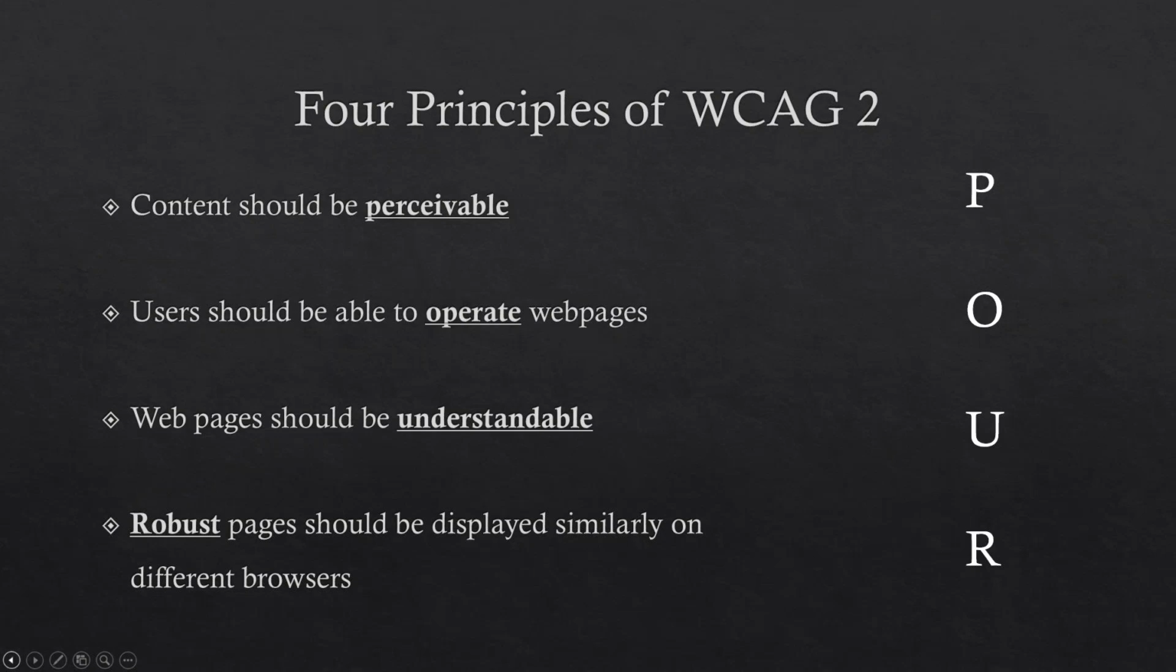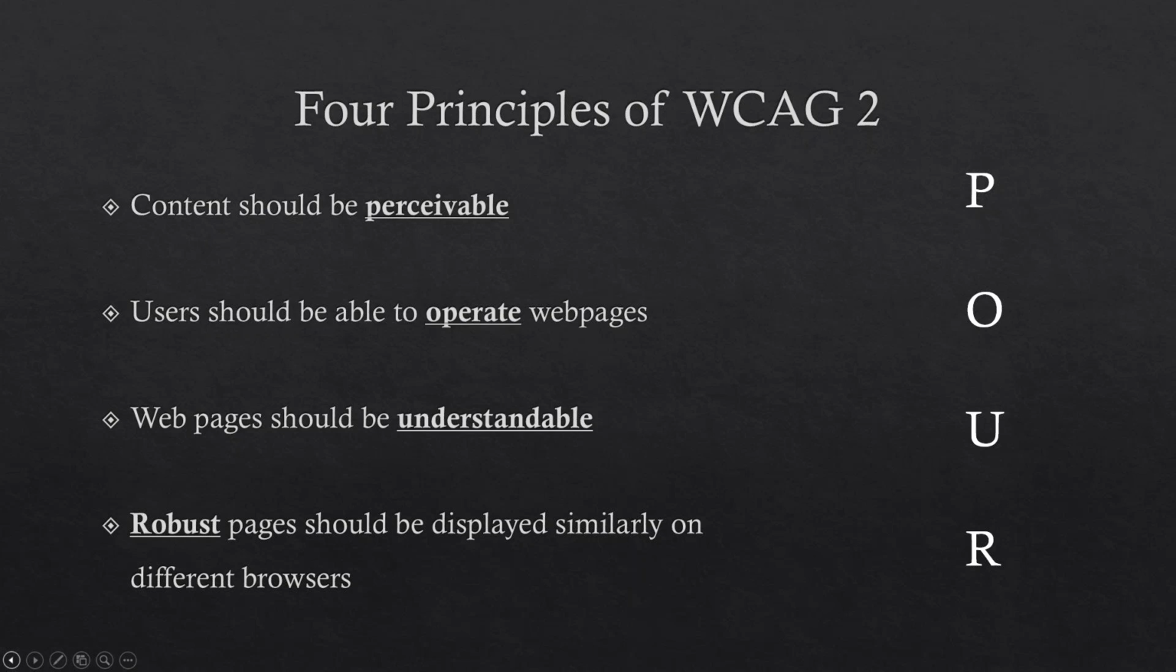So WCAG has 4 really useful principles. They're overriding principles from which all their other checkpoints and guidelines are derived. And these have the, I don't know, somewhat unfortunate acronym POUR, P-O-U-R. P is perceivable, so users should be able to perceive all content, and that includes alt text, captions for hearing impaired people, alt text for blind users.